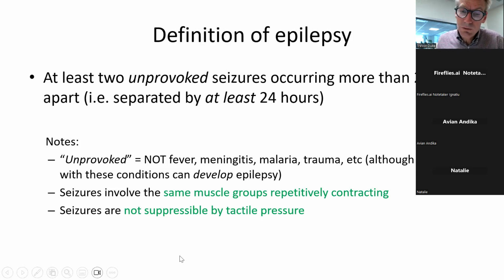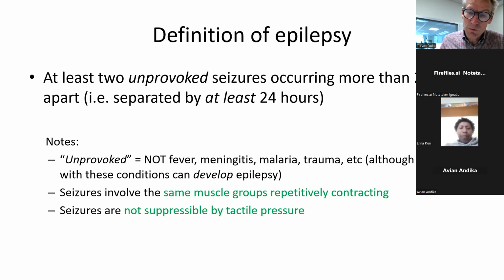So when we are looking at a child who's got abnormal movements, consider whether it's the same muscle groups moving repetitively each time, and consider whether those abnormal movements are suppressible by tactile pressure. Seizures are not suppressible, and nor are they stimulatable. So if you touch or move a patient's limb and then they start to go into spasm, it's more likely that reflects clonus or some sort of myoclonus than it does a seizure. So that's how to recognize a seizure from other neurological movements.